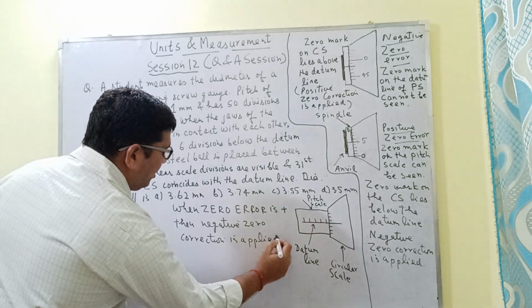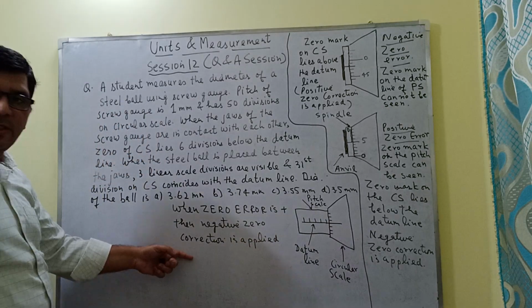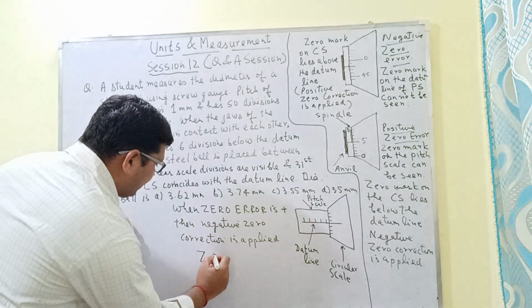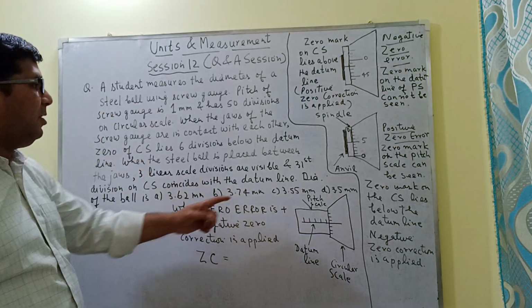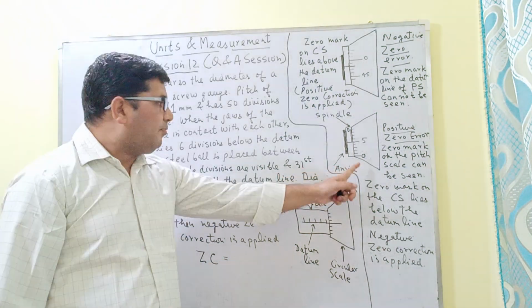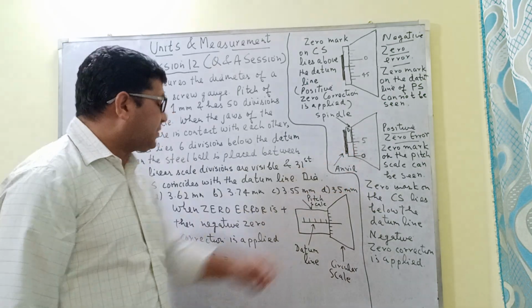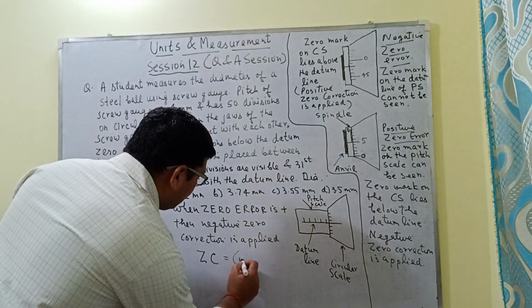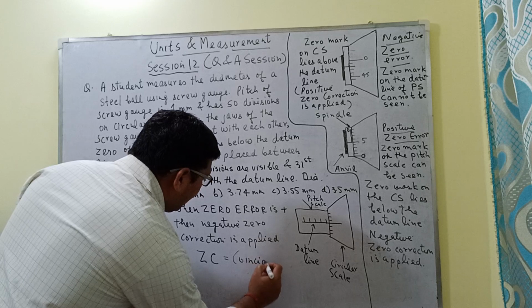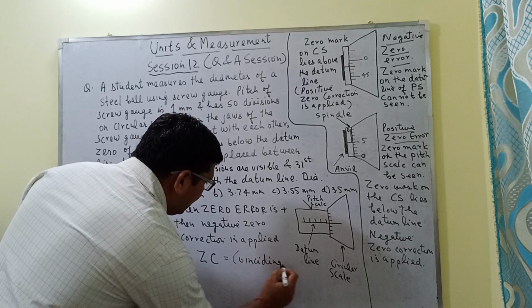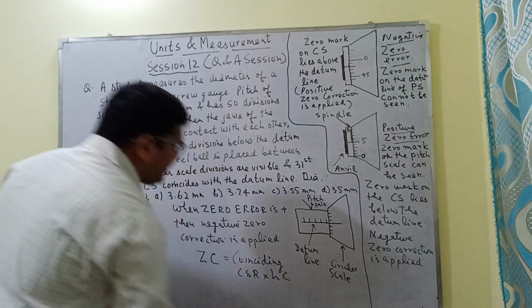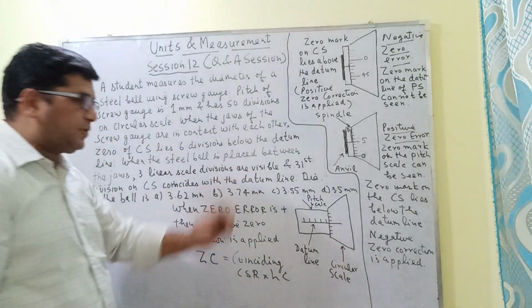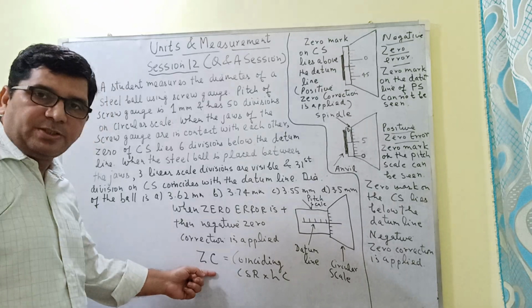मतलब हुआ इसका. अच्छा, what is zero correction? Zero correction, let us say I am just writing here as ZC. Zero correction is equal to the coinciding circular scale reading into the least count of that instrument. तो ये आपका zero correction हो गया.